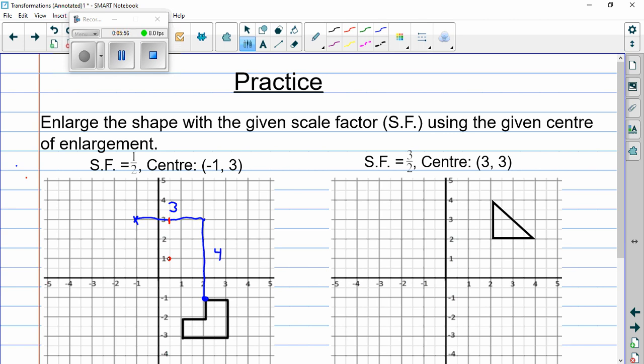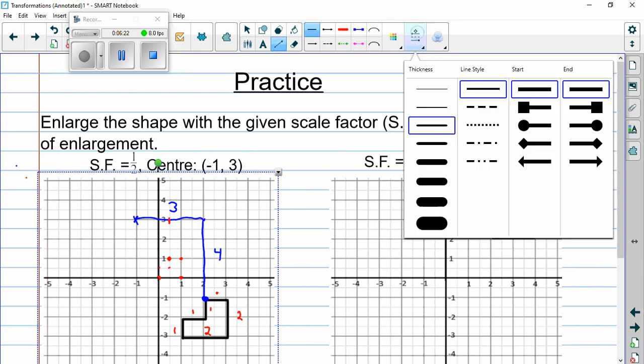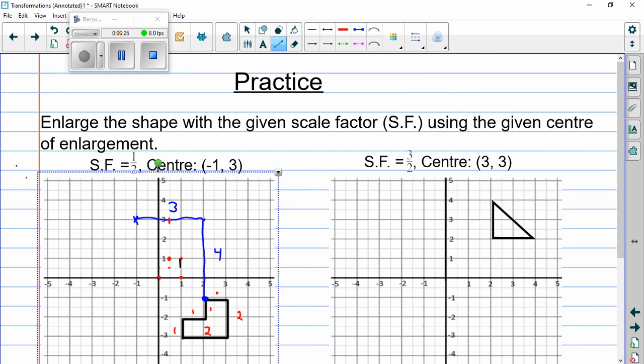Now, instead of being 1, 2, 2, 1, these are going to become, well, if that's our point, we're going to go 1/2 over from our point to the top right corner. Then we're going to go, instead of going 2 down, we're going 1 down. So going 2 over, 1/2 up, 1/2 over, and we can draw our line now. And we're done. First one.